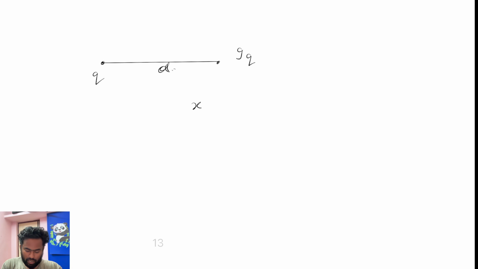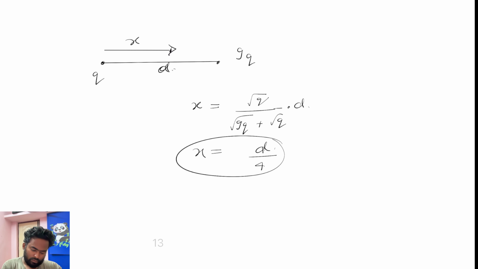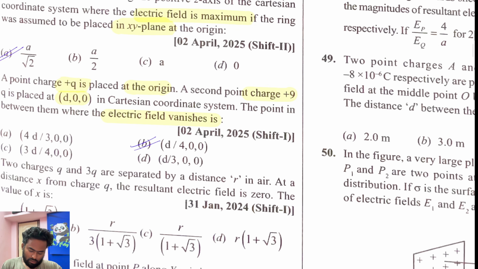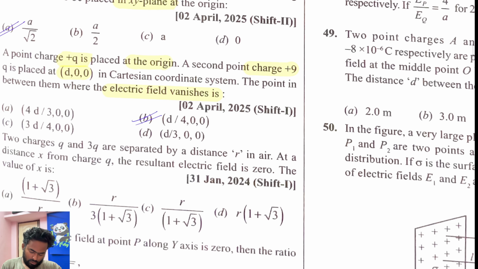So what was the formula? Direct formula, tell me. Both are like charges, so the equilibrium point will be in between, and the x value will be given by root q upon root 9q plus root q, into distance d. So it will become 1 upon 4 into d. So x equals to how much? d by 4. At what coordinate? d by 4, 0, 0.